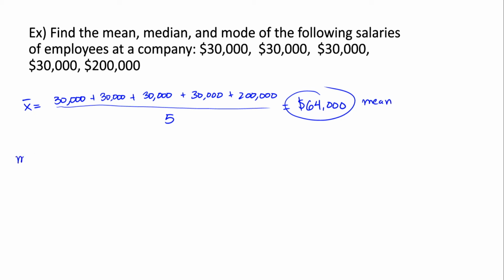Next we have our median. These are already in order, and we can see our median here is going to be $30,000. And our mode will also be $30,000.